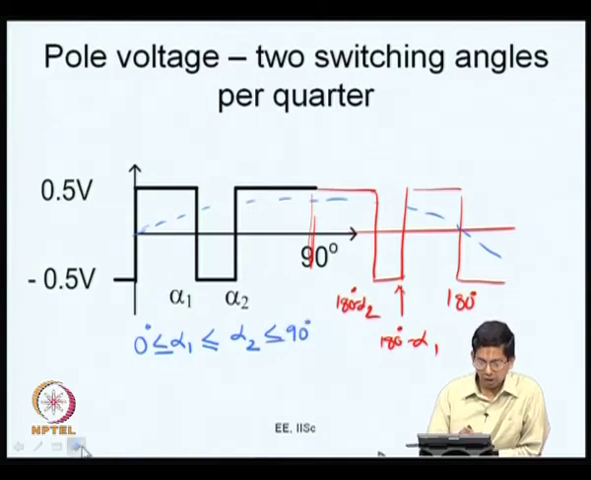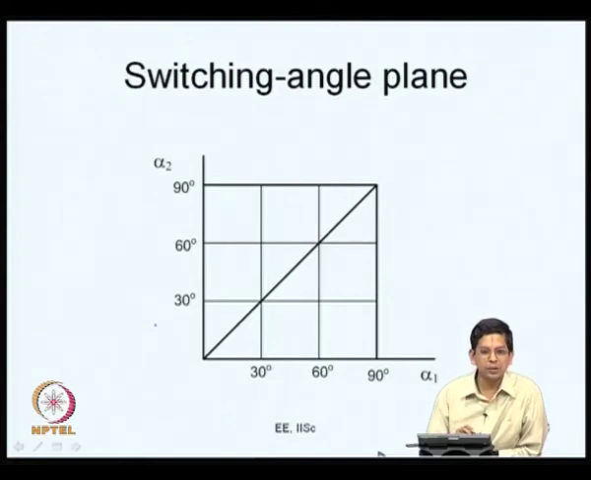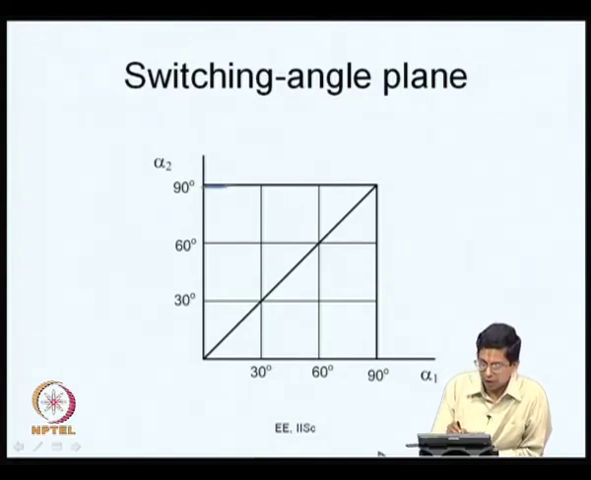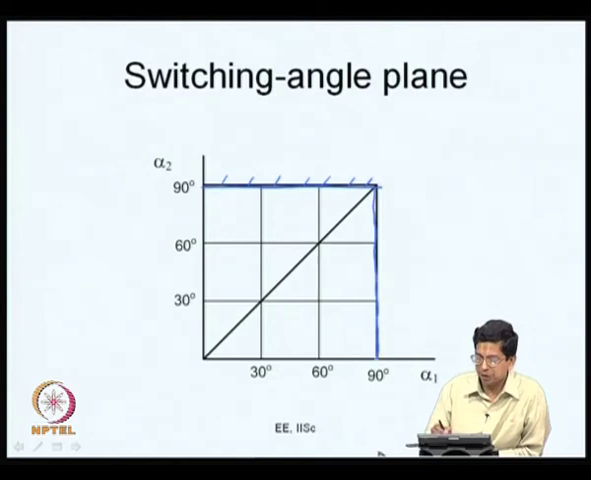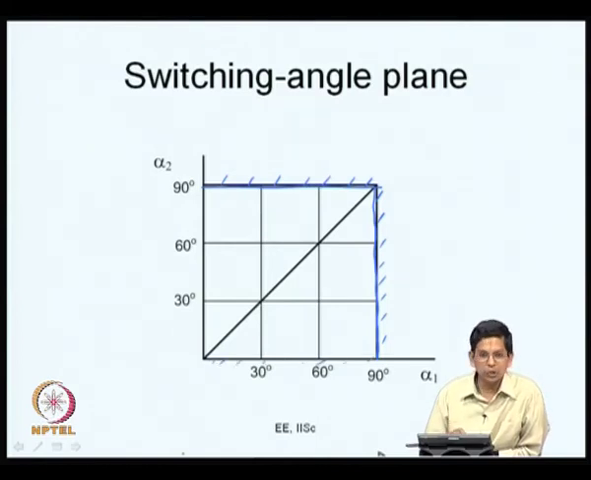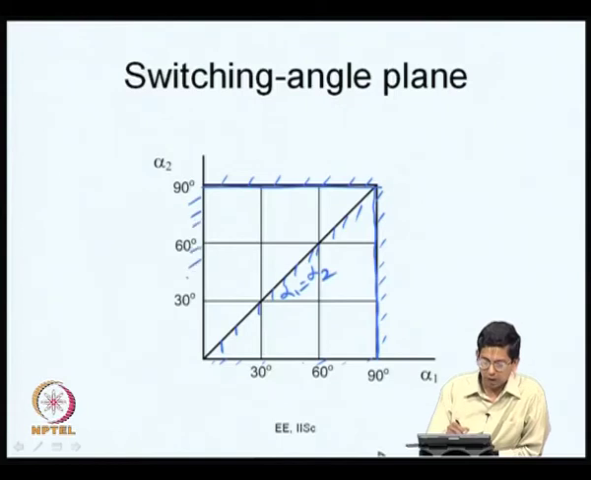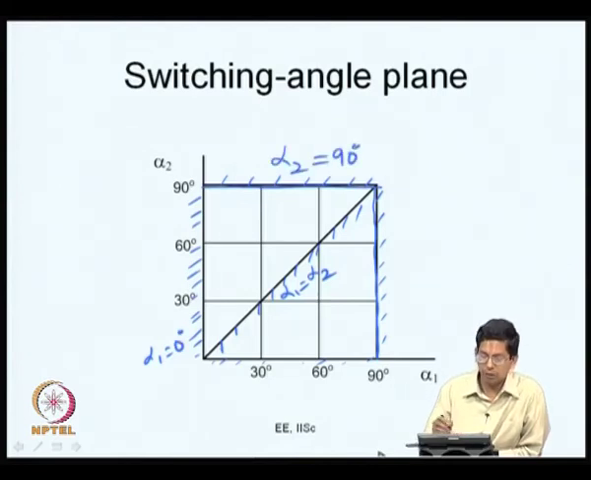Now, you can consider all this in a switching angle plane. If you look at a switching angle plane, what we have is we can never have any value of alpha 2 greater than 90. You can have no value of alpha 1 which is greater than 90. So, you have alpha 1 which is greater than 0. Here, you also have alpha 2, and this is the line alpha 1 is equal to alpha 2. Your alpha 2 has to be greater than alpha 1, so you have this region here. Alpha 1 cannot be less than 0, so this is the line alpha 1 equals 0. This is the line alpha 2 is equal to 90. This is the line alpha 1 is equal to alpha 2.